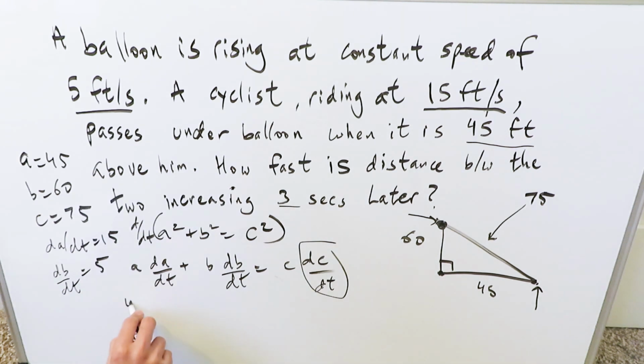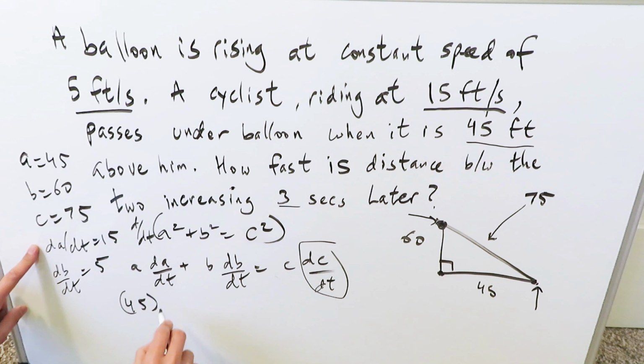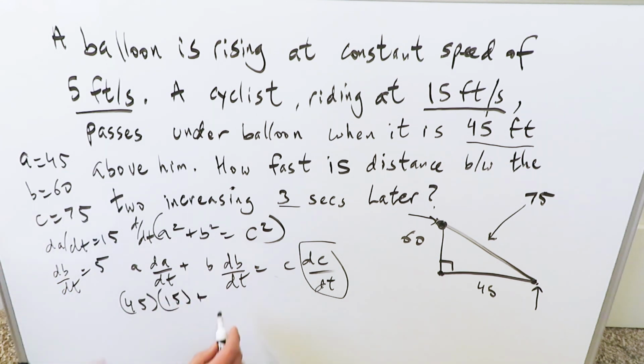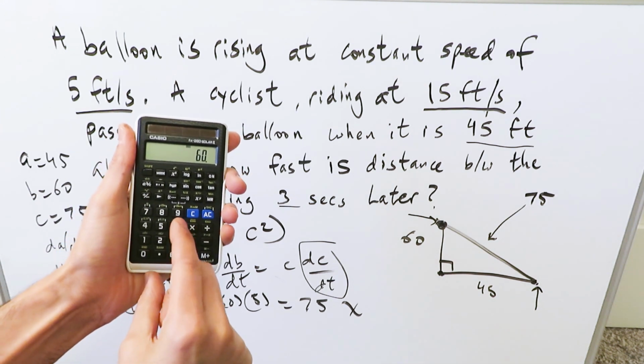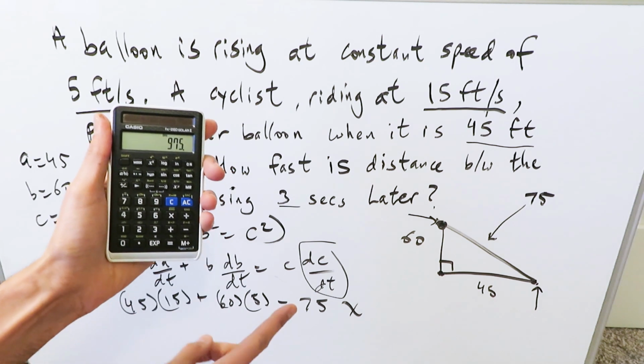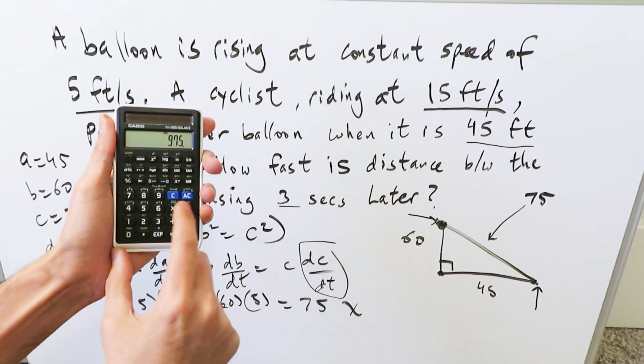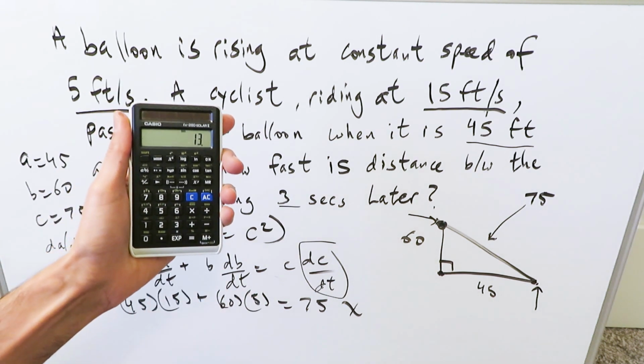I have a, which is 45, times its rate of change, which is 15. Then I have b, which is 60, times the rate of change of the balloon's height, which is 5, is equal to c, which is 75, times this variable, which I'll just call x. I'm solving for x. Remember, my x is a rate of change variable. I will do 45 times 15 plus 60 times 5. I have 975. I'll divide that by 75. And I'm getting 13.